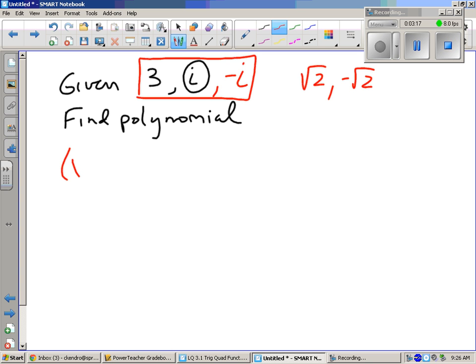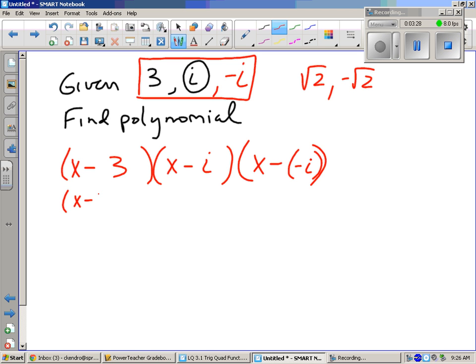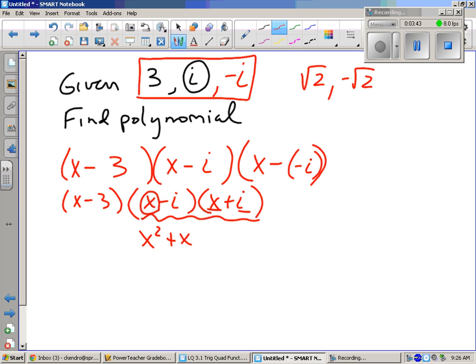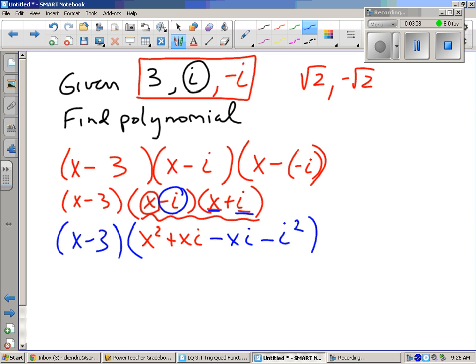And so what you do is you say x minus all of the roots. So x minus 3, x minus i, and x minus negative i. So working this out, I'm going to do x minus 3, x minus i is fine, and then this one I'm going to change to x plus i. Now it's always a good idea to start with these two. So I'm going to distribute. I'm going to take this and multiply it by both of those, so x squared plus xi. Then I'm going to change color here. I'm going to take negative i and distribute it to those two, so I have negative xi minus i squared. Okay, so that part is done. And don't forget to keep this going in the front here.